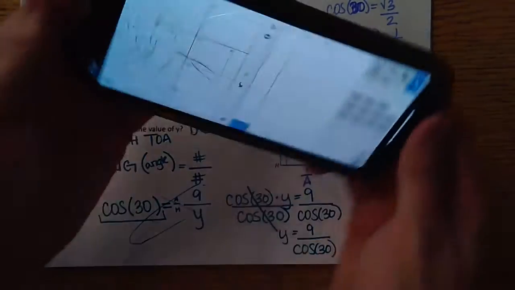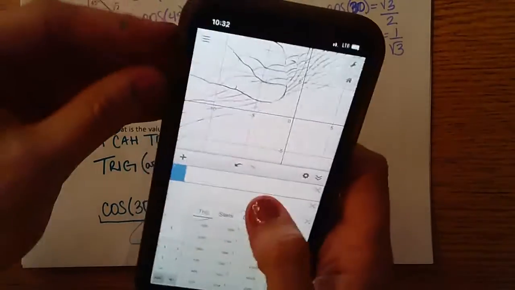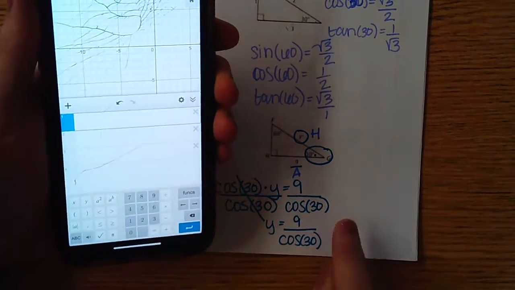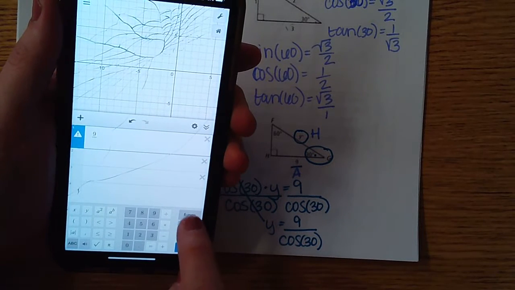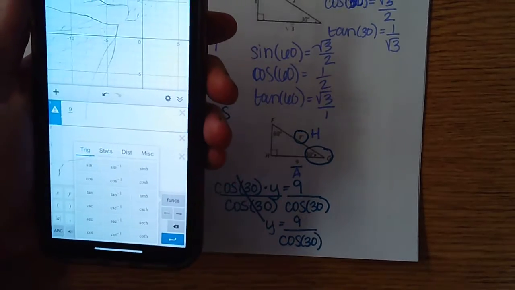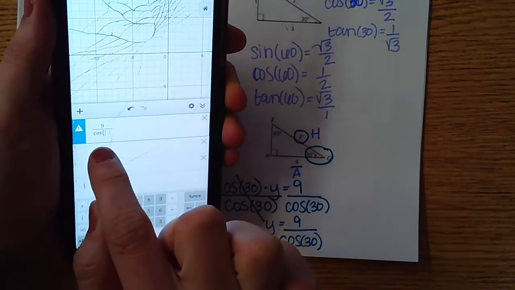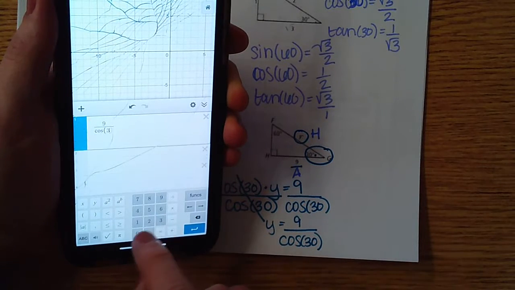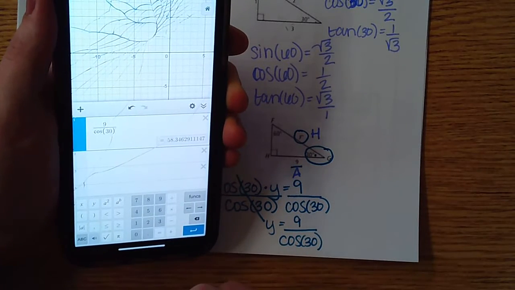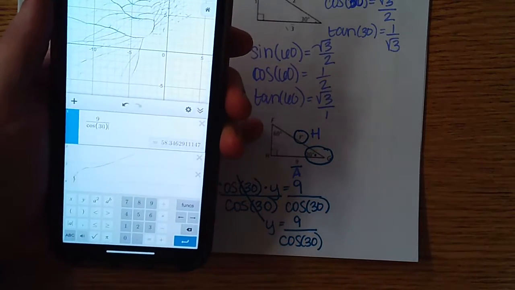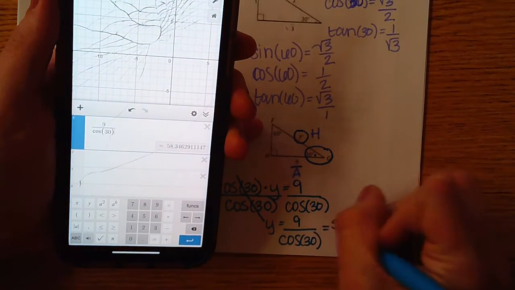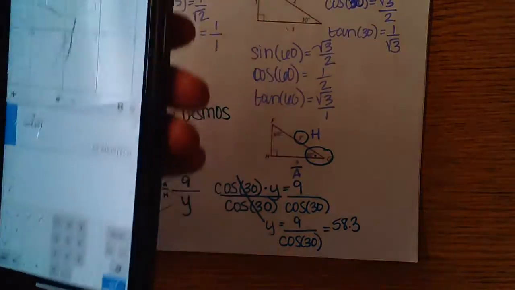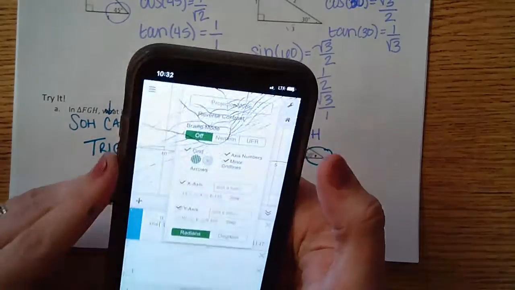So here's my Desmos app. Okay, if I'm working on it this way, I'm going to type it in just like I see it. 9 divided by, now I'm going to hit this functions button, FUNCS. Okay, and I want to click cosine, and you can see it already gives me the parentheses to put the angle that I'm working with in. Okay, now the way that I have it, I just got 9 divided by the cosine of 30 is equal to 58.3. So what I just realized is my calculator is in the wrong mode.